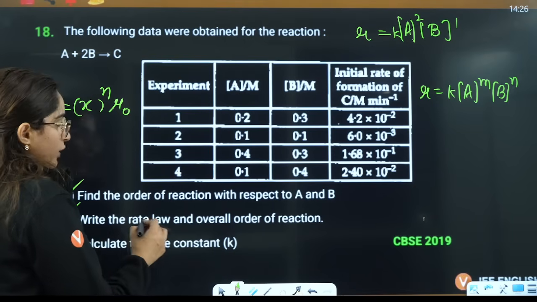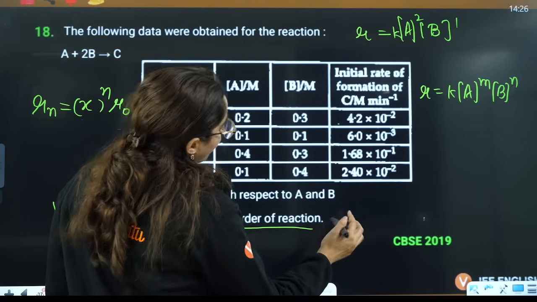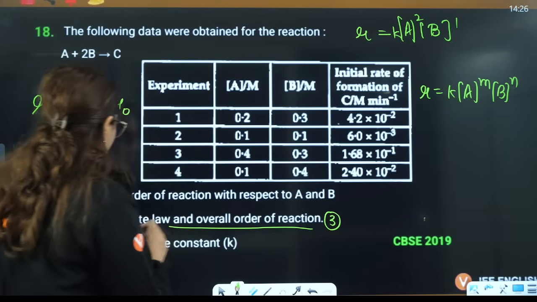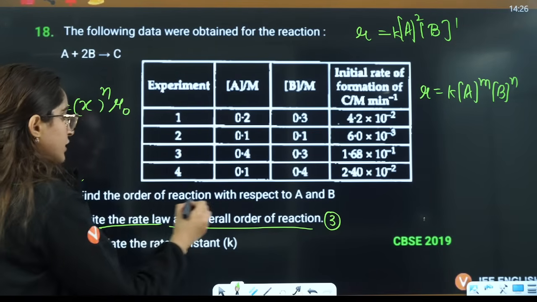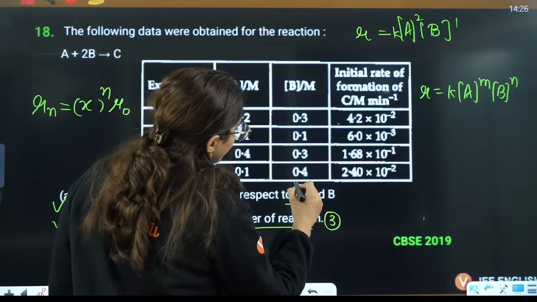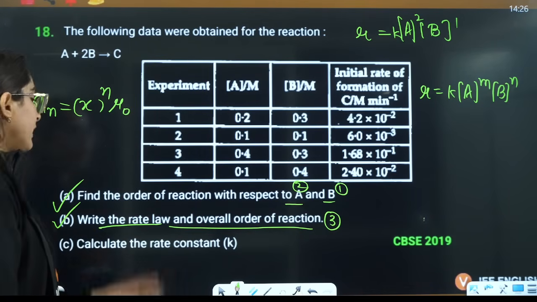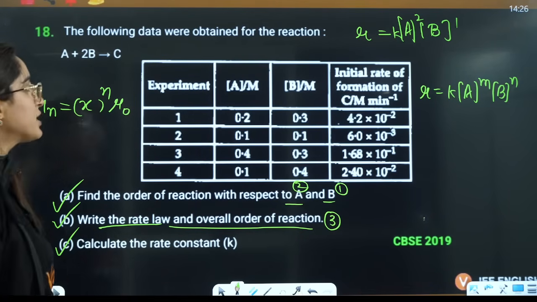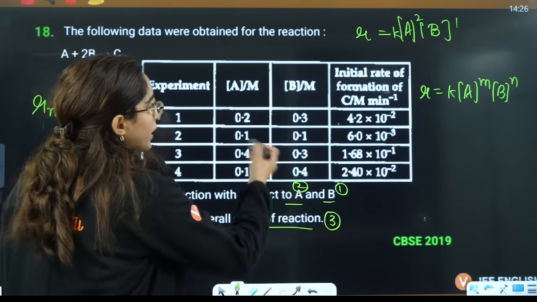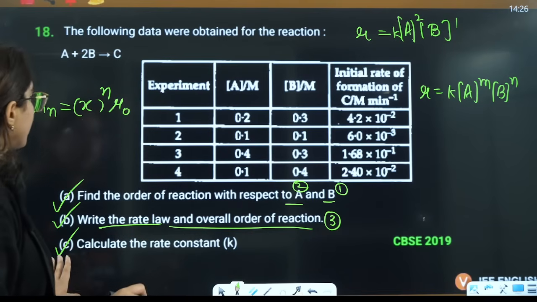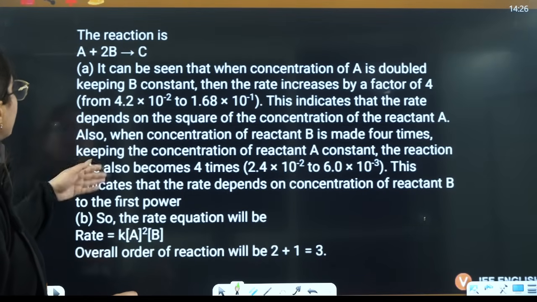Write the rate law and overall order of the reaction. The overall order of the reaction is 3, and the rate law we have also written. With respect to A, it is 2, with respect to B, it is 1. Calculate the rate constant. For the rate constant, you can pick any of the values here.